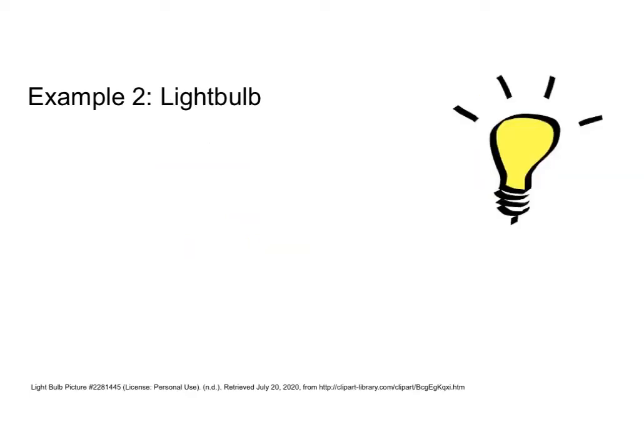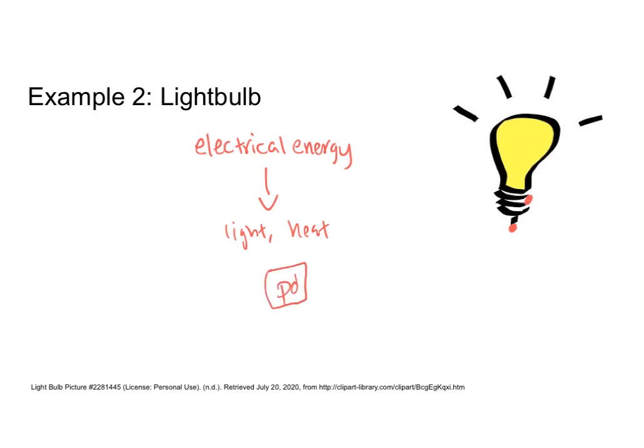Another example we can talk about is the light bulb. In a light bulb, we need some sort of a circuit in order to make the light bulb run. When that light bulb is hooked up to a circuit, we'll have electrical energy from the circuit that will be used to light up the light bulb, and it will generate both light and heat. So in this situation, we would talk about the potential difference between one side of the light bulb, which I'm going to say is here, and the other side of the light bulb, which I'll say is here. And so instead of talking about EMF, we'll be talking about potential difference.